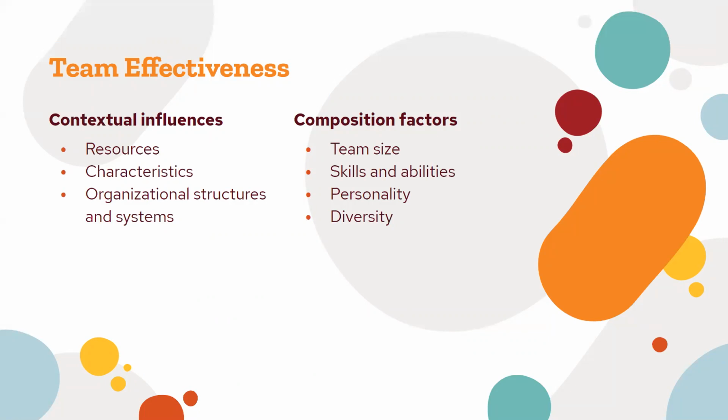So there's many ways to measure team effectiveness, but two of the main ways are contextual influences and composition factors. Contextual influences include resources, characteristics, and organizational structures and systems. Composition factors include team size, skills and abilities, personalities, and diversity.